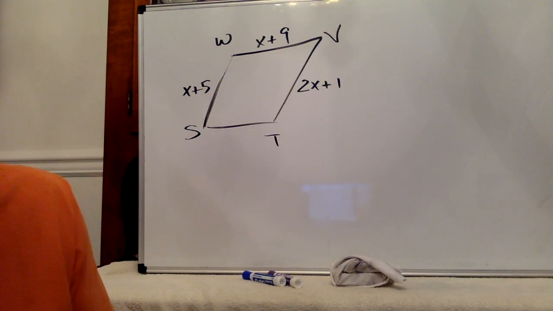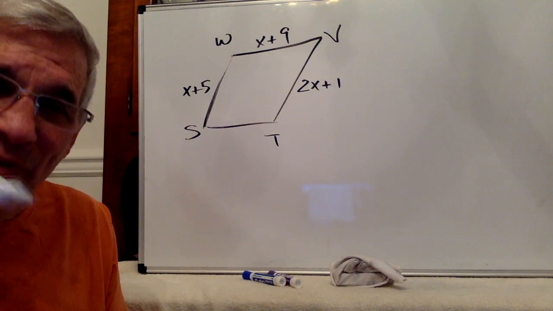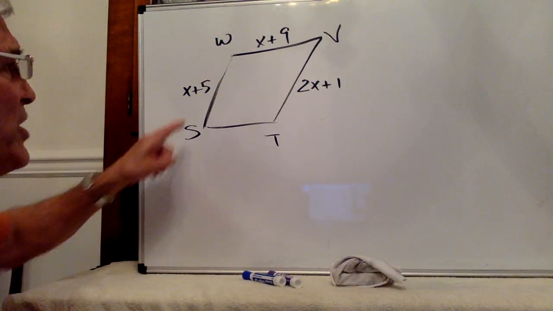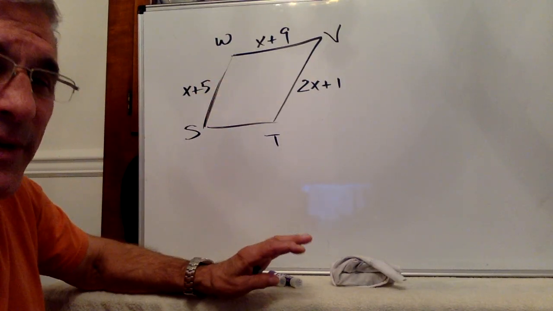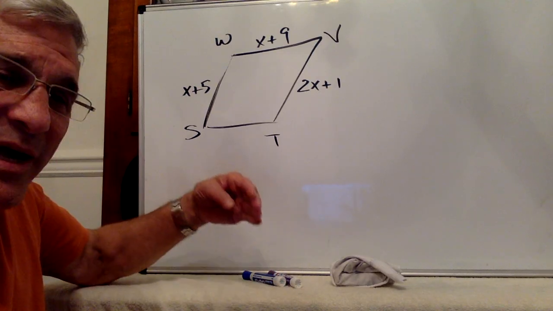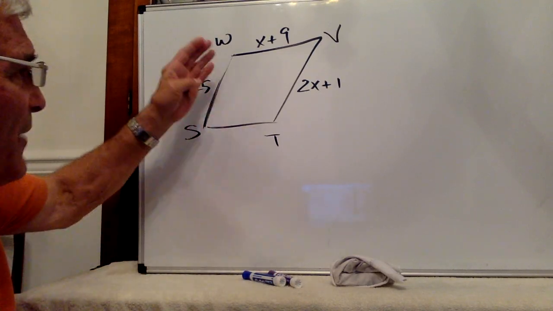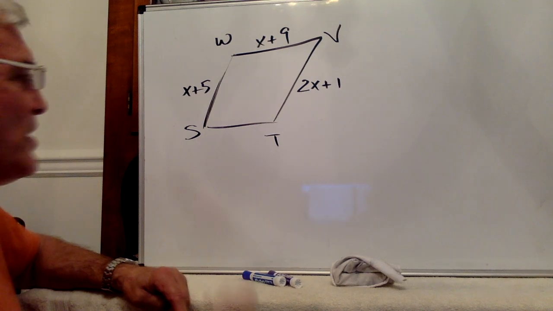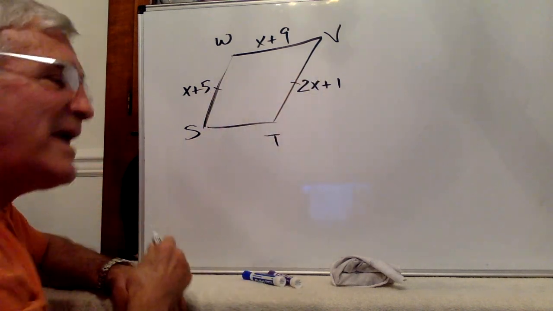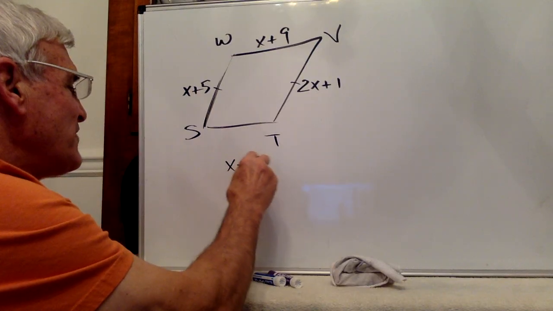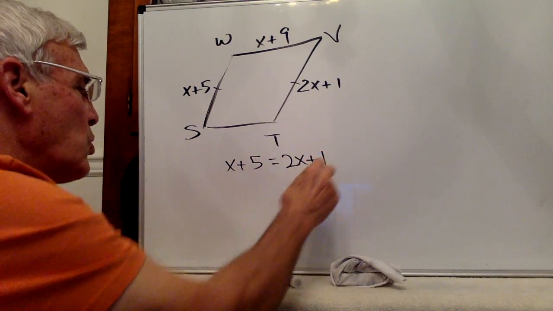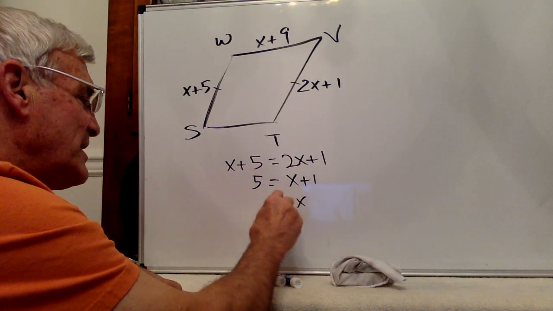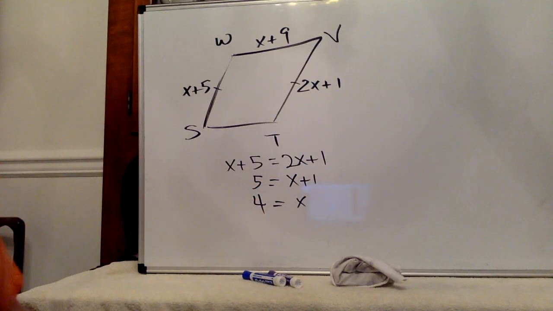Well, since they gave you, and again, they didn't write the word out, they just drew the little parallelogram. Given parallelogram WSTV, so I know this is a parallelogram, so all of the properties of parallelograms hold. Opposite sides are parallel, opposite sides are congruent, opposite angles are congruent, consecutive angles are supplementary. All those properties hold true, which tells me this side and this side have to be congruent. Therefore, x plus 5 is equal to 2x plus 1. Subtract x from both sides. Subtract 1 from both sides, and you get x is equal to 4.